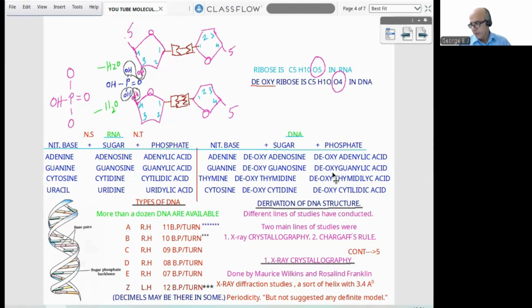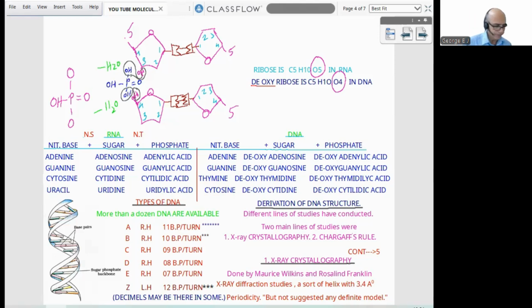Likewise, now coming to DNA. DNA: adenine, and the sugar is deoxy. When these two couple: deoxyadenosine, deoxyadenylic acid. Guanine: deoxyguanosine, deoxyguanylic acid. Thymine: deoxythymidine, deoxythymidylic acid. Cytosine: deoxycytidine, deoxycytidylic acid. This is a question they normally ask. Now we can proceed to the next one.